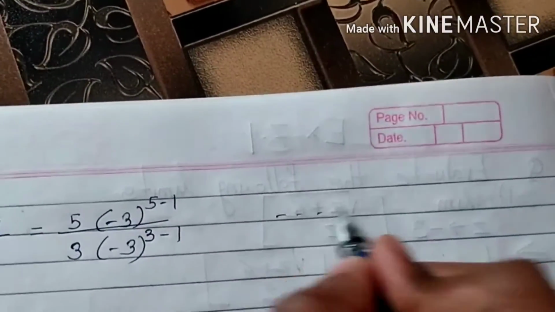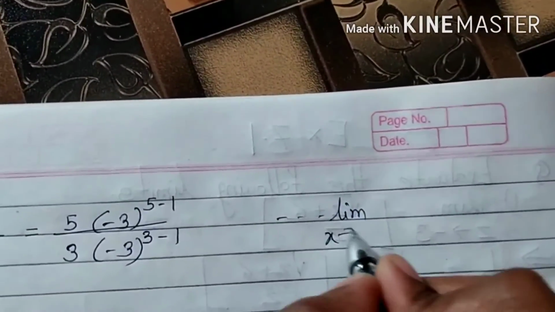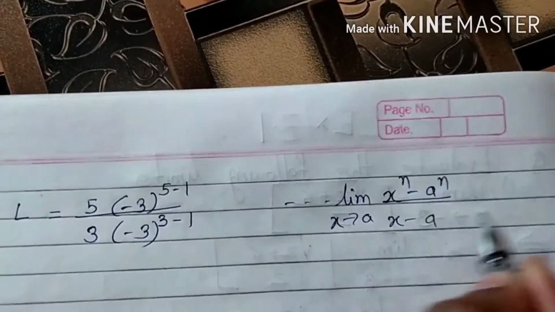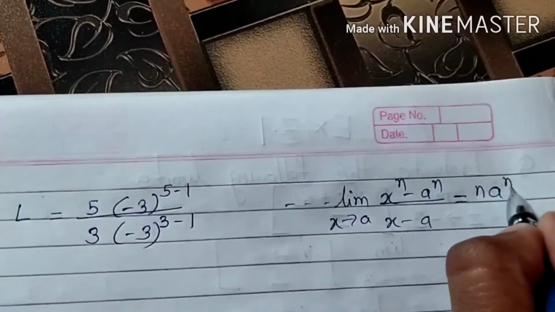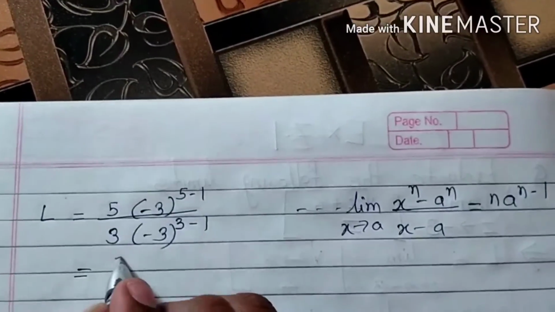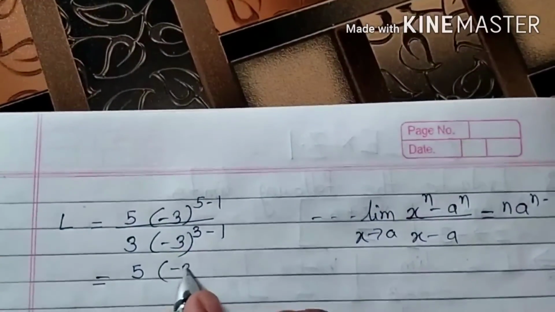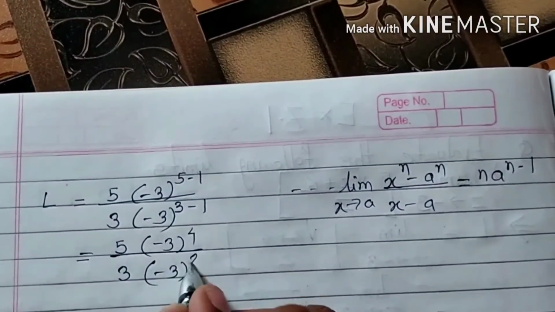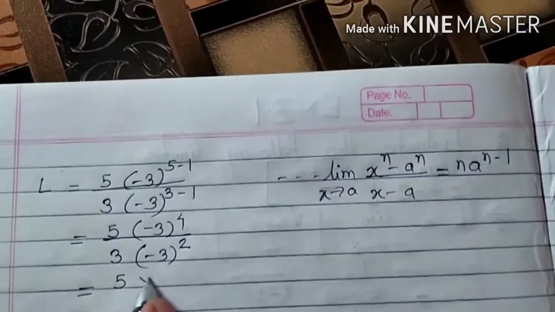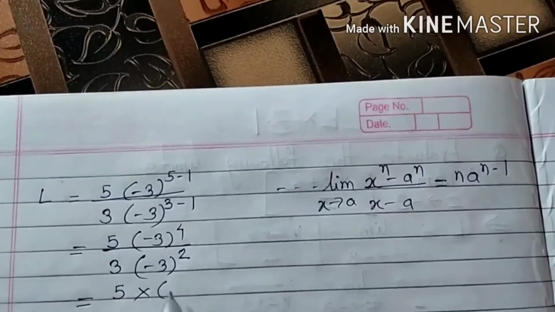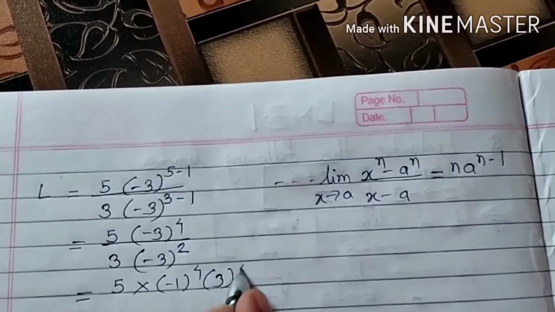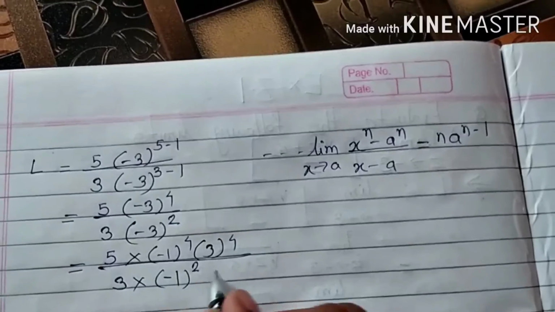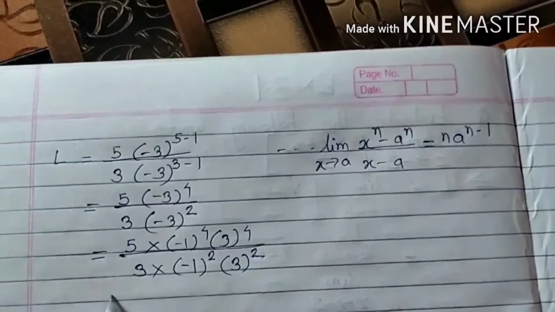Right, here is our theorem. What is that? The limit as x tends to a of x raised to n minus a raised to n upon x minus a is equal to n a raised to n minus 1. So it is 5 and it is minus 3 raised to 4. It is 3 times minus 3 raised to square. So 5 into minus 3 raised to 4. So it is minus 1 raised to 4 into 3 raised to 4, upon 3 into minus 1 raised to 2 and 3 raised to 2.